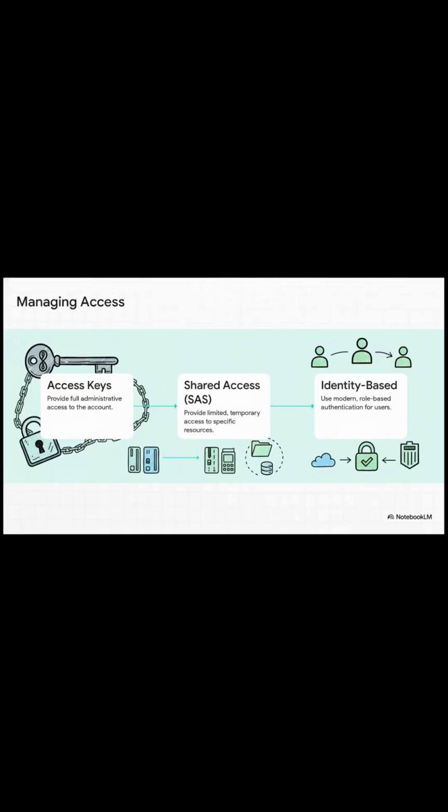Now, besides protecting your data from disasters, you also have to control who can access it day to day. So you have access keys, which are like the master key to the whole building. Super powerful, so you use them carefully. For more specific, temporary jobs, you can create something called a Shared Access Signature, or SAS. Think of that as a temporary keycard that gives limited access, like letting someone upload just one file for only 10 minutes. And finally, for the best security, you use identity-based authentication, where you give specific people specific permissions.